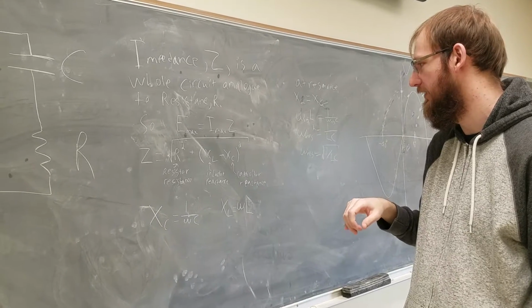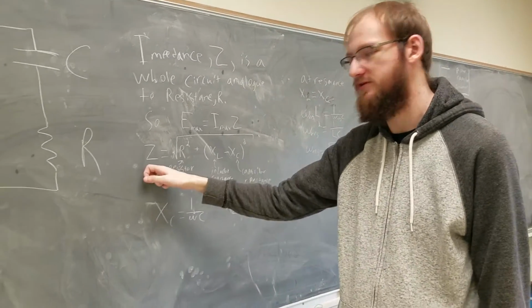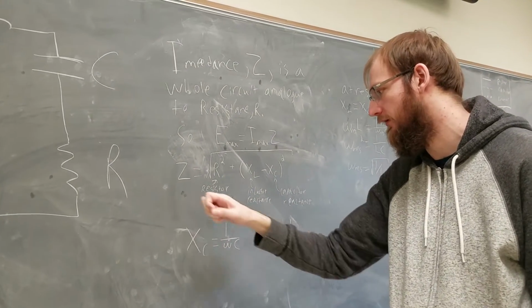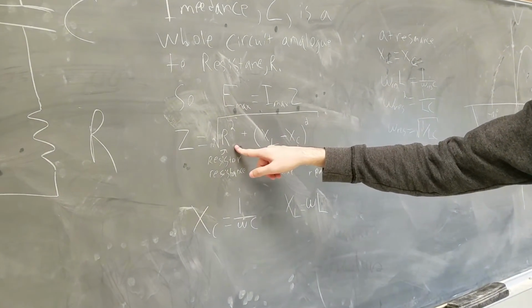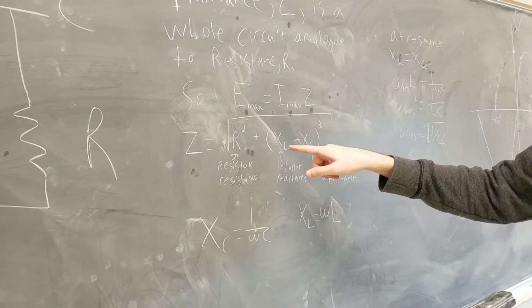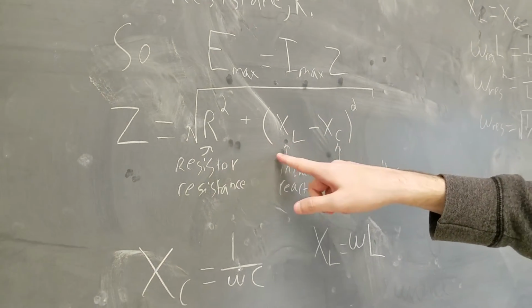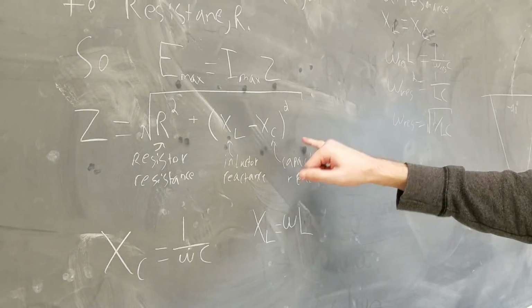If we want to actually calculate the impedance, remember it's a whole-circuit analog, not an individual component analog. So we have to account for the resistance: we've got R squared plus the quantity of the difference between what is called the inductor reactance and the capacitor reactance, squared.